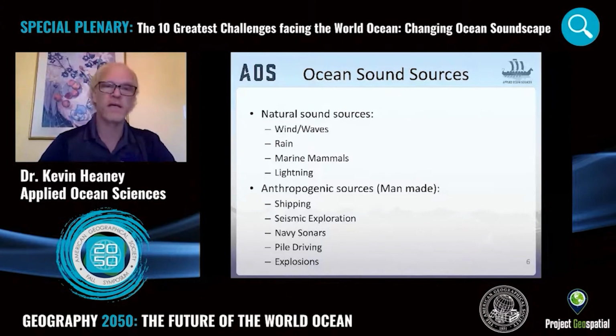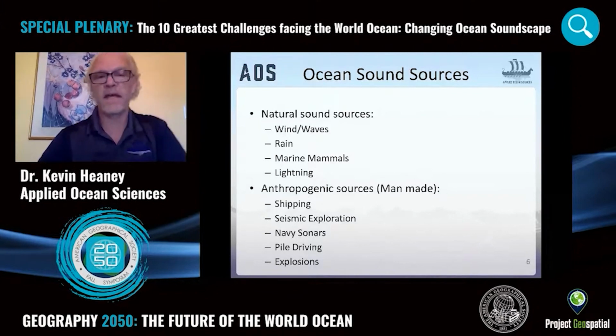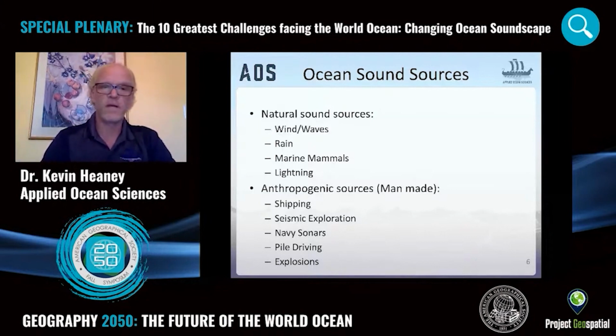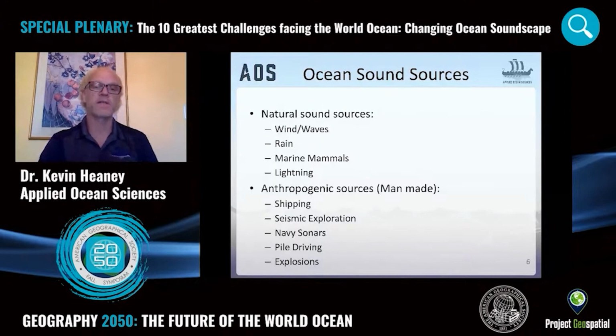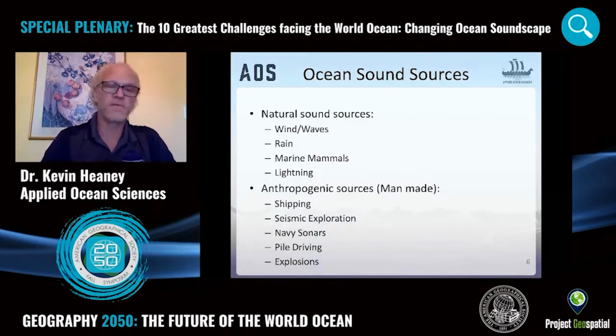Rain makes noise, and marine mammals make a significant, or at least an observable, amount of noise. And then lightning is super loud. I didn't add earthquakes and volcanoes, but they're also in there as well. Anthropogenic, or man-made, sound sources are shipping and seismic exploration, where they're setting off shots, or impulsive sounds, to study the seafloor and below it, looking for oil. Those can be heard all the way across the ocean basin.